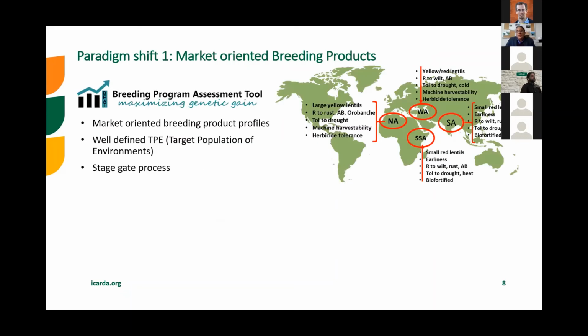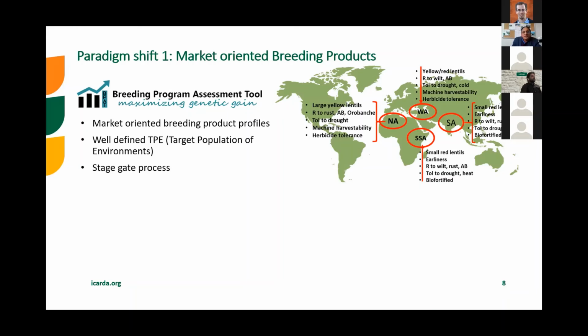So keeping that in mind, we have made a paradigm shift in our breeding programs so that we can cater to the needs of our national partners in Nepal. The first paradigm shift is about market-oriented breeding product profiles. ICARDA has gone through this BPET analysis to see what the challenges are and what the actual problems or areas of improvement and investment are, so that we can come out with market-oriented breeding product profiles to cater to the needs of the well-defined target population of environments.